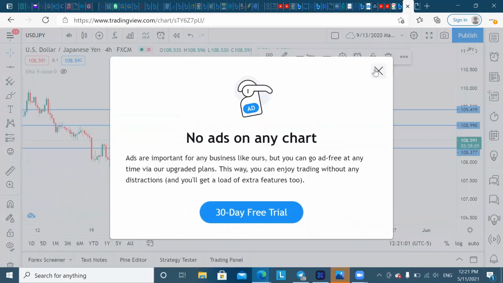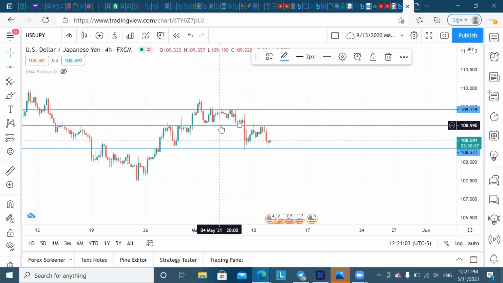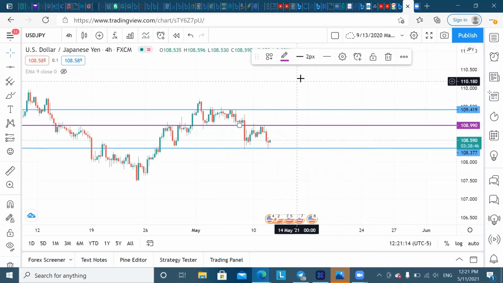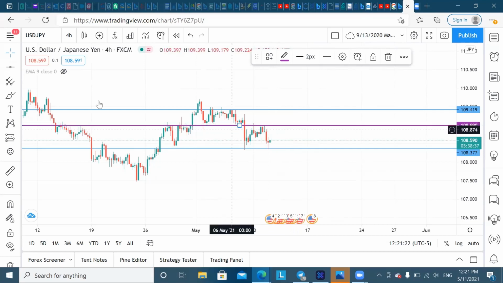When I'm marking up my charts on different time frames, I like to make my support and resistance lines different colors. You can do this however you want to. So my blue is going to serve as my daily. My red is going to serve as my 4-hour. My purple is going to serve as my 4-hour.